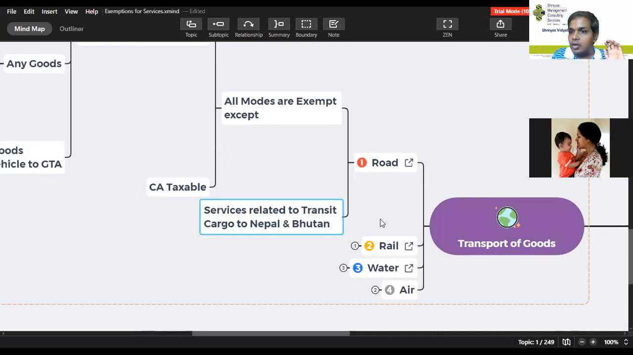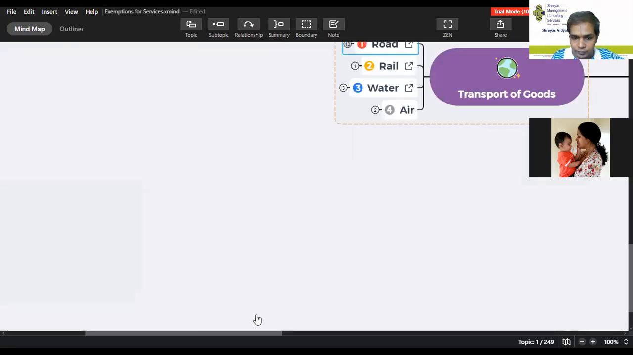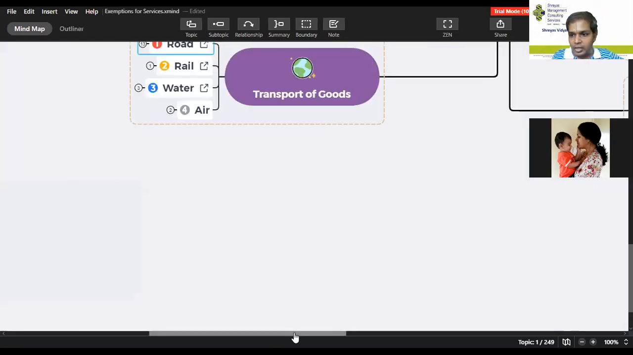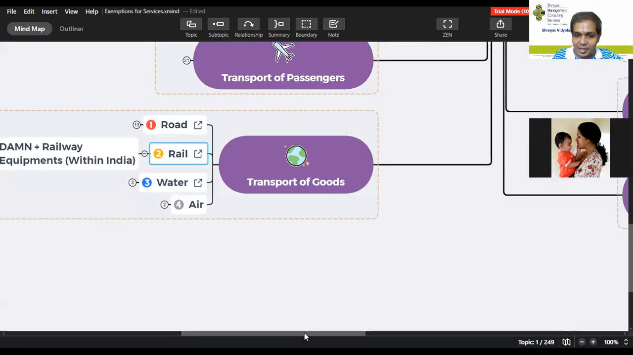So this is about road. They have given exemption for road. I think I'm clear with respect to road. Now let's look at rail. So rail is the second category we are going to look at. Rail is a very simple exemption they have given. Only one exemption, in the sense that because we have discussed previously, it becomes one exemption.